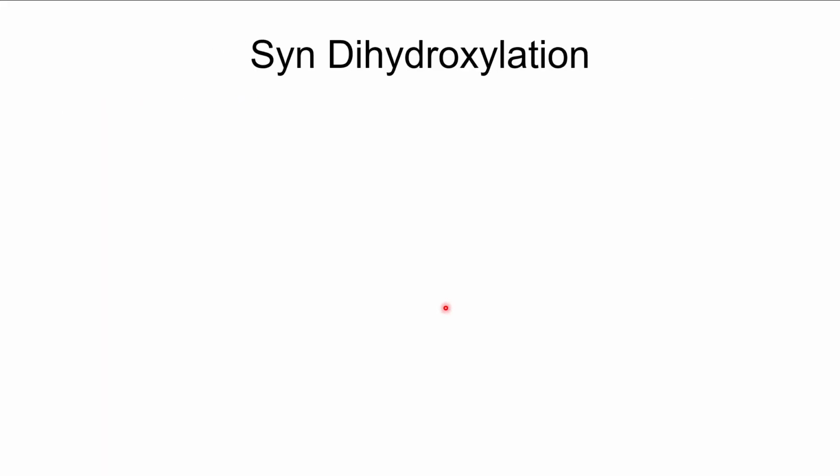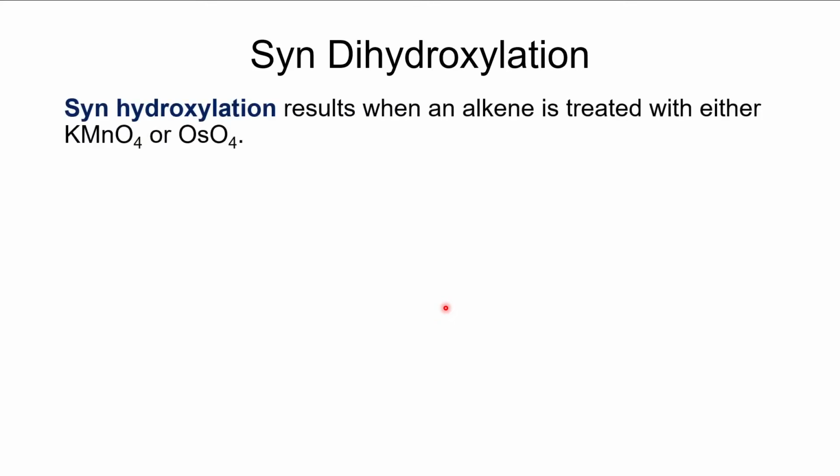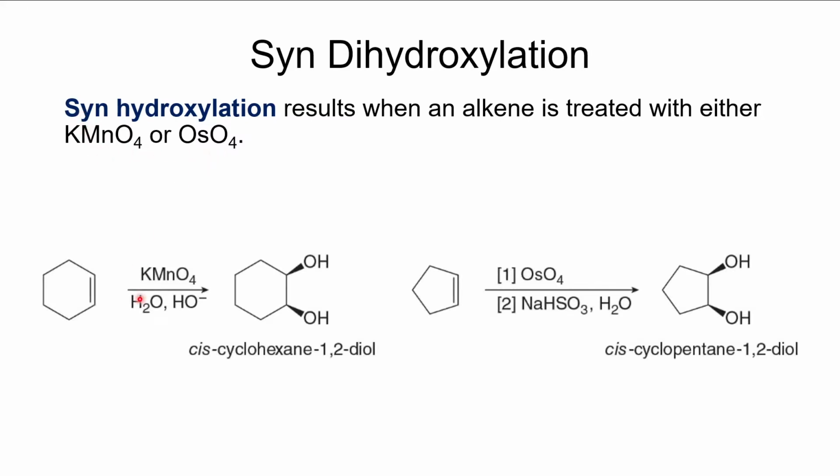If we want to do syn dihydroxylation, where we add the OHs on the same side, then we need to use something different. We can use potassium permanganate or the osmium tetroxide. With potassium permanganate, we do it all in one pot. We don't have to do sequential reactions. So potassium permanganate, water, and hydroxide is a real nice reaction. It gives us the cis cyclohexane 1,2-diol. So that's very convenient.